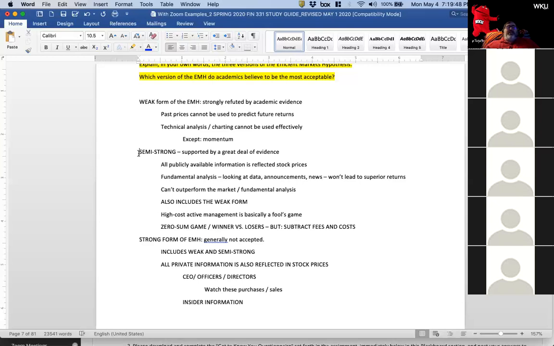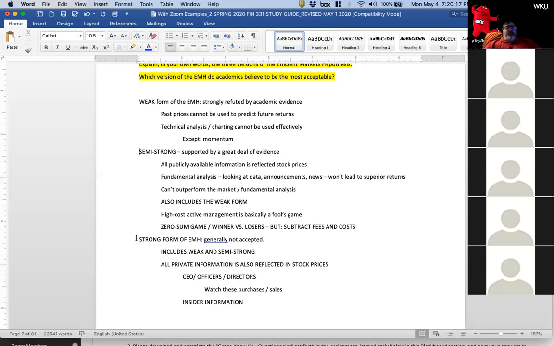But generally speaking, the semi-strong form of the efficient markets hypothesis, which includes the weak form, is strongly supported by academic evidence, and most investment advisors, I'd say at least half, believe in it, maybe more than half. Right? If you want to start an argument at any investment conference full of investment advisors, just yell, active versus passive, and believe me, you'll start a big argument.